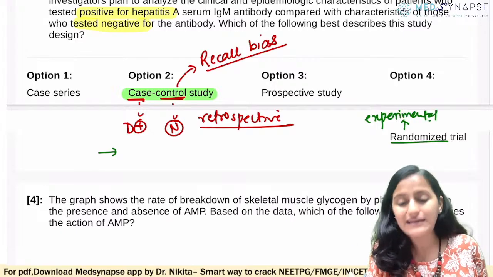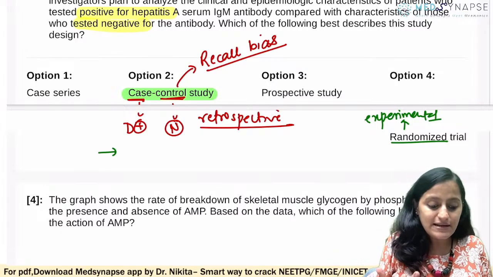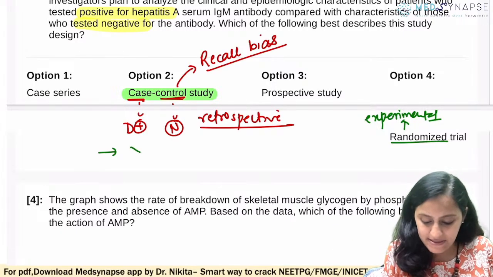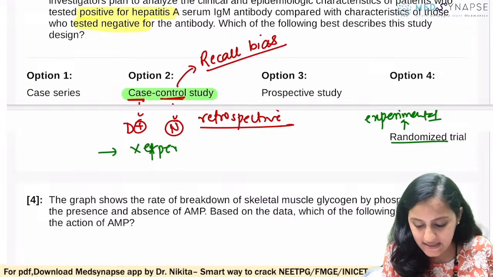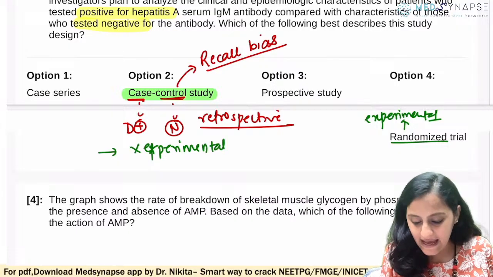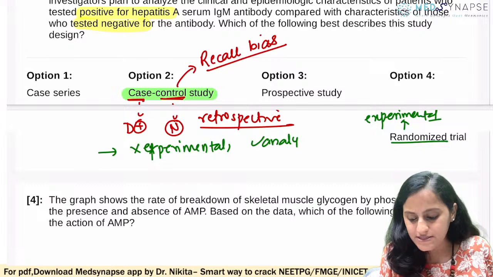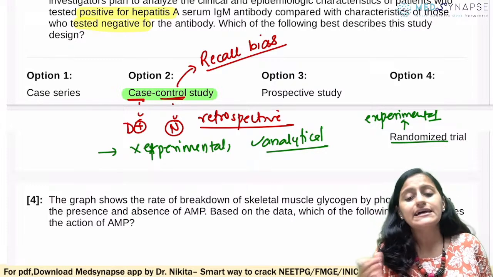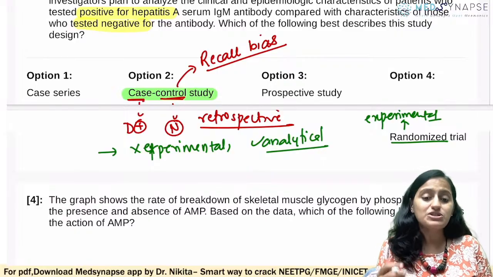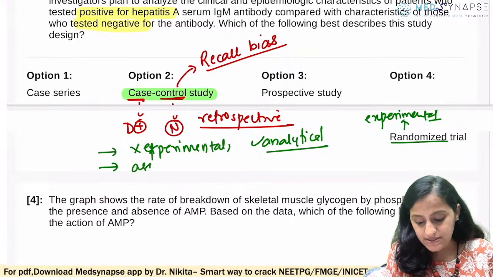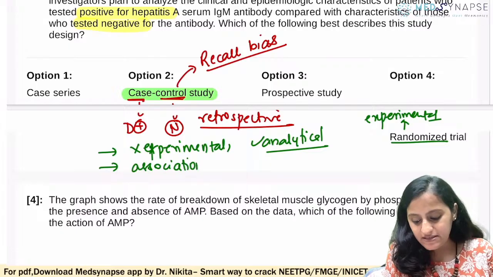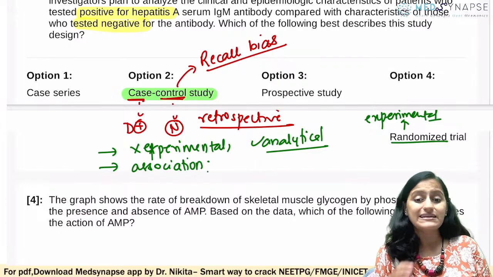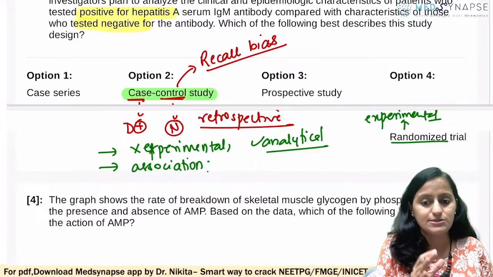You are giving one group a new drug, right? So that is where you are experimenting. Remember, this is not an experimental study, right? It is an analytical study. You are just doing the analysis of the exposure, the risk factors. It is an analytical study which gives you the association between the risk factor and the condition that you are looking at. It does not give you the causality, but the association.